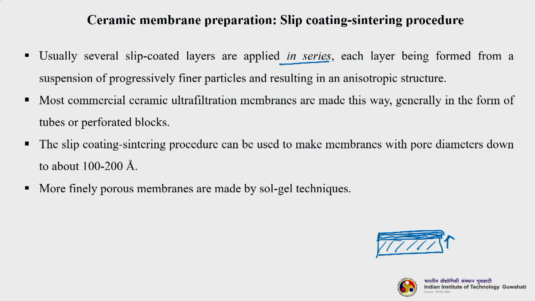Okay. So, most commercial ceramic ultrafiltration membranes are made by this way, generally in the form of tubes or perforated blocks. The slip coating sintering procedure can be used to make membranes with pore diameter of about 100 to 200 angstrom. More finely porous membranes are made by sol gel technique. Okay. So, you cannot prepare very fine membranes using the slip coating sintering procedure.